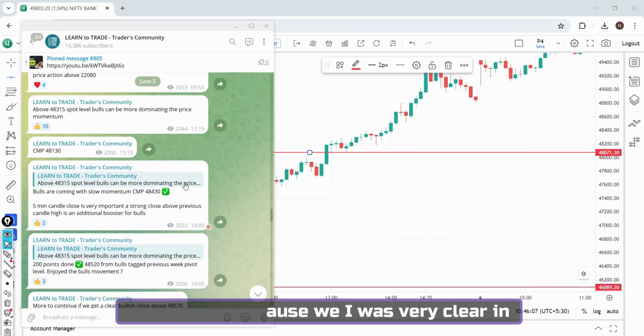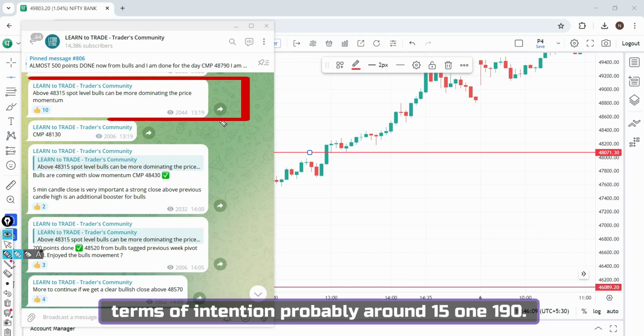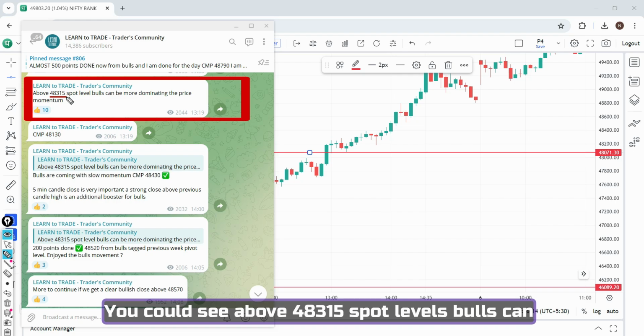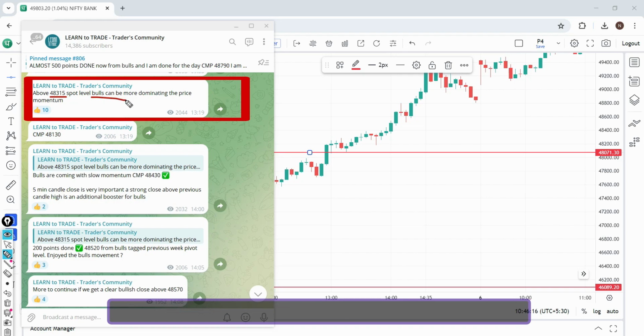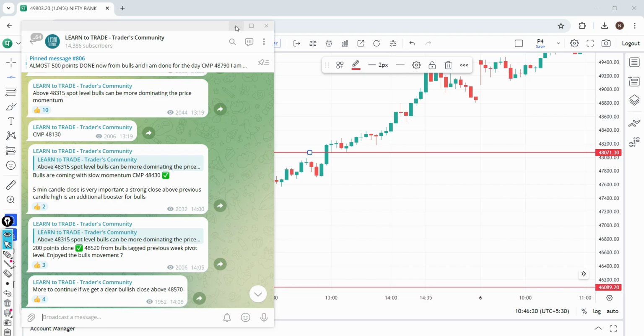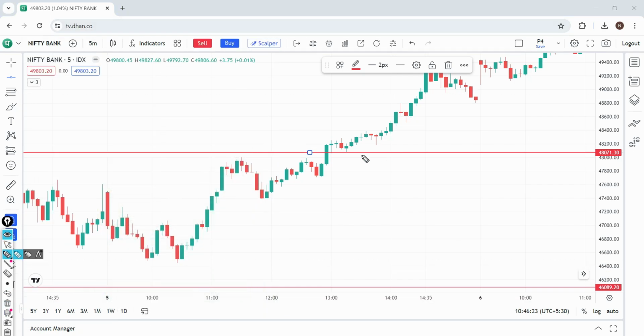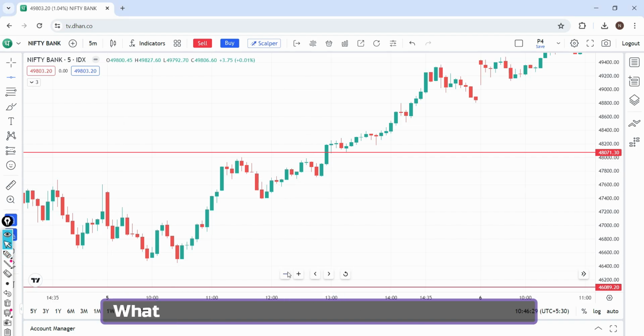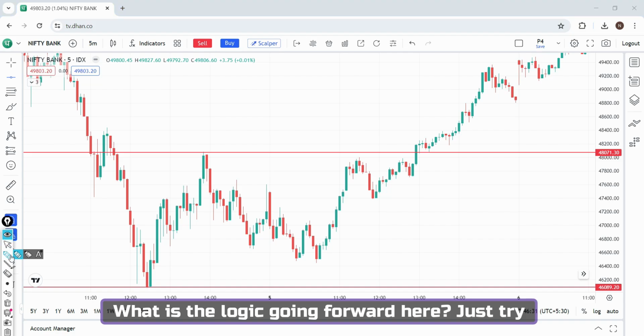I was very clear in terms of intention, probably around 11:15, 11:19 you could see, above 48,315 spot level bulls can dominate. So how I decided very clearly, I will let you know the logic. First, you need to understand the logic. I have zoomed in the chart to show you what the logic is going forward here.